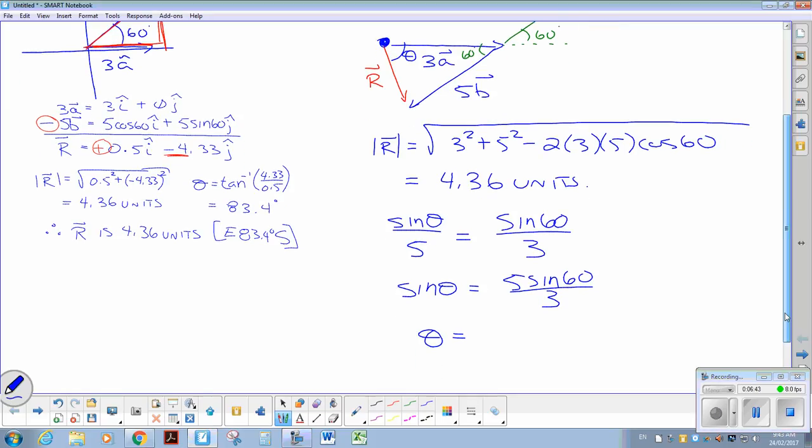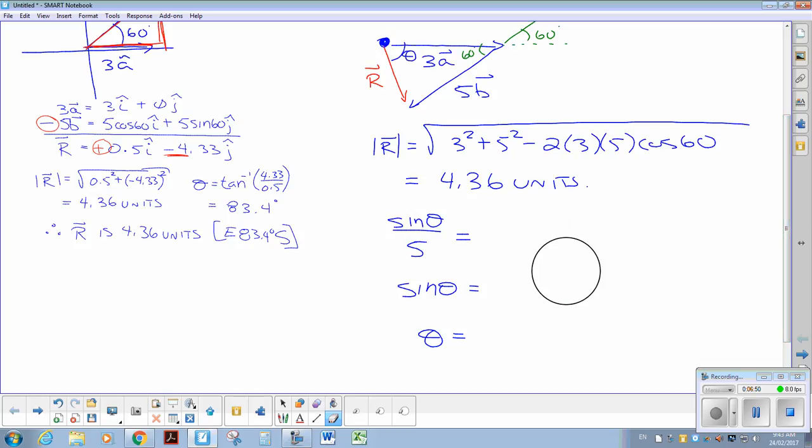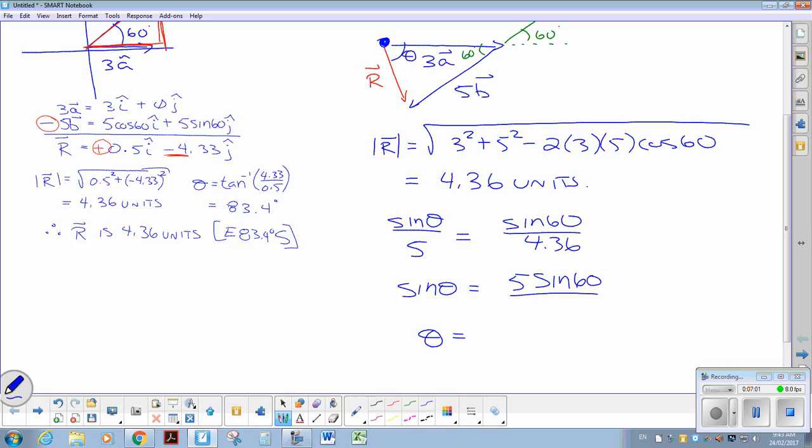Oh, I see my mistake. You're probably seeing it as well. Sine 60 is across from the resultant, so that's not right. It should be sine 60 over the resultant, which is 4.36. That will make the math a little happier. My calculator wasn't too impressed with that. 5 times the sine 60, divide that by 4.36, and we'll take the inverse sine of my answer, and I get 83.3 degrees. That looks pretty familiar.